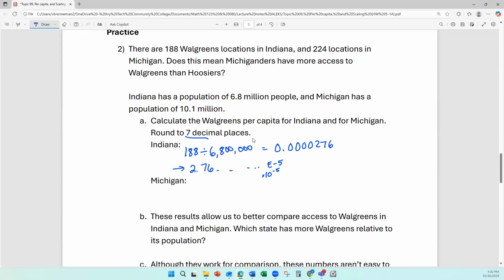So if that number doesn't make sense, one thing to look for is the far right end of the number, to see if it has that power of 10. For Michigan, it is going to be 224 divided by 10.1 million, so 10 million, comma, and then the 1, and the other zeros. So putting that in standard form, this one comes out 0.0000217, so that rounds to 2.